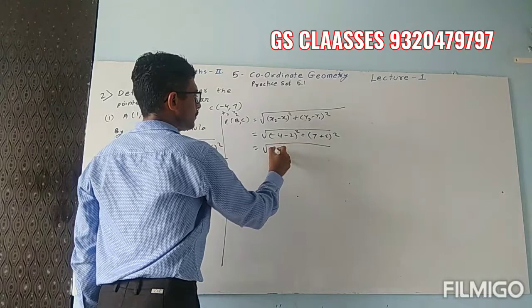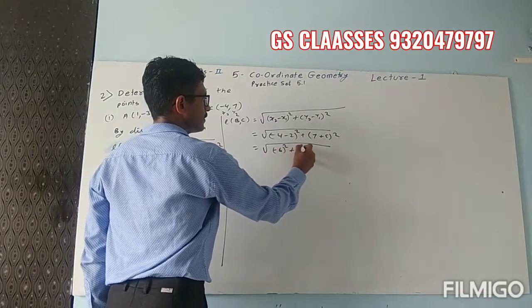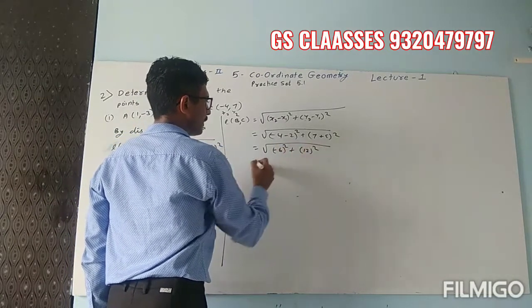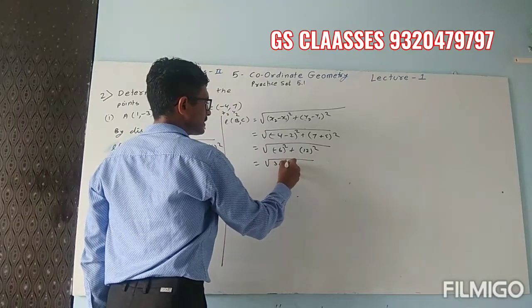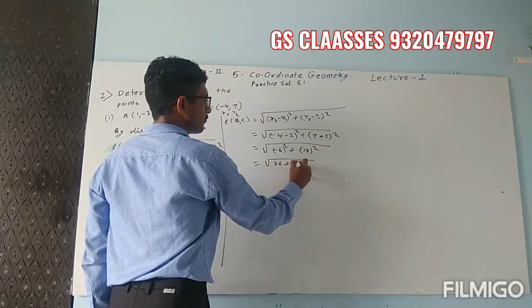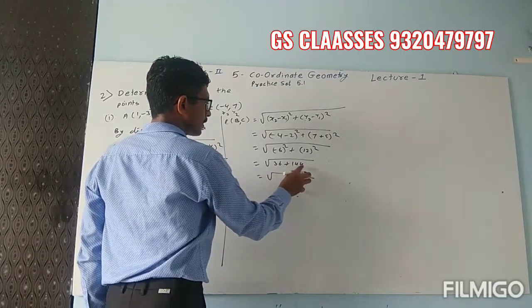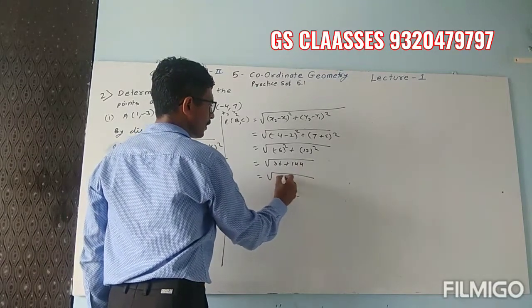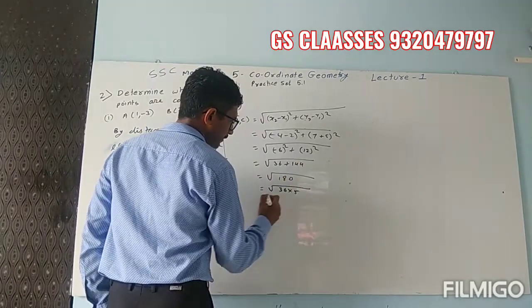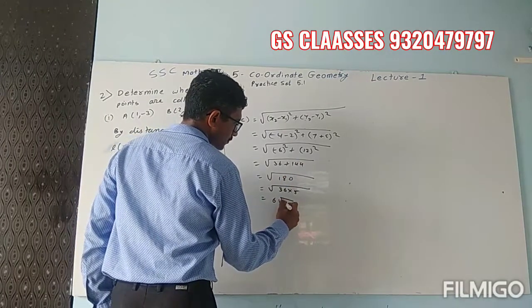Minus 4 minus 2 becomes minus 6 the square. 7 plus 5 is 12 the square. This becomes 36. This becomes 144. So this comes out to be 36 plus 144, that is 180. Under root, 6 root 5.